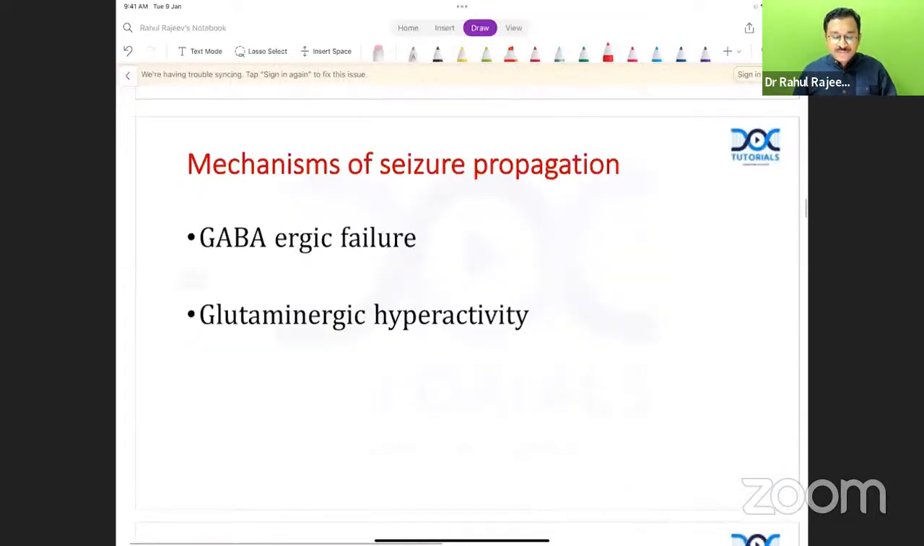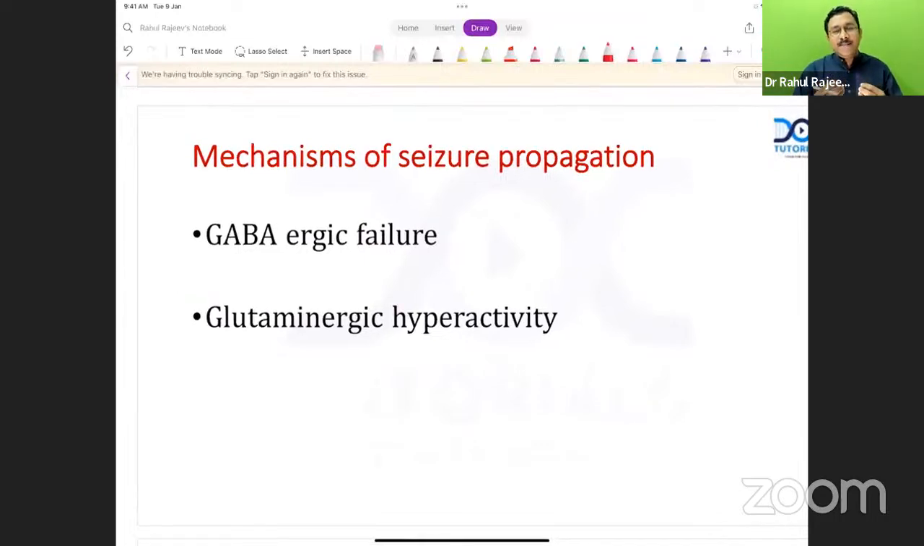Now, as the seizure is proceeding, as the status is proceeding, what often happens is that there is a GABAergic failure, because GABA is the inhibitory neurotransmitter, and there is a glutaminergic hyperactivity. So these mechanisms will propagate a seizure into a status epilepticus, then to a refractory status epilepticus, and then maybe to a super refractory status epilepticus.